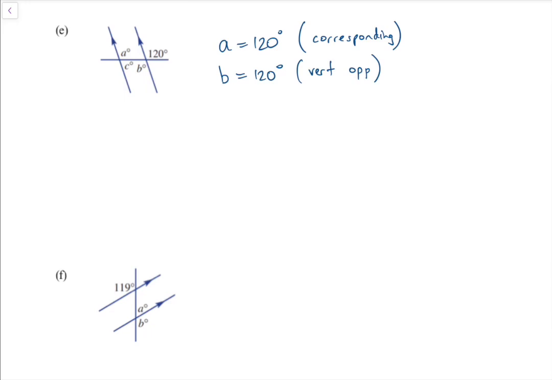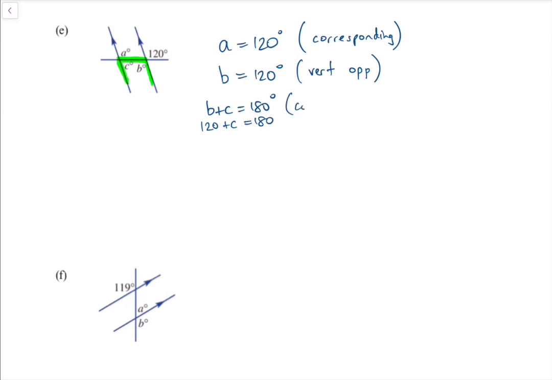Now the last one can be done lots of different ways as well. I'm going to do it this way. I'm going to say I've got parallel lines. There's a C shape, which means B and C have to add up to give 180. So B and C add to give 180. But I know what B is. B is 120. So it's 120 plus C is 180.